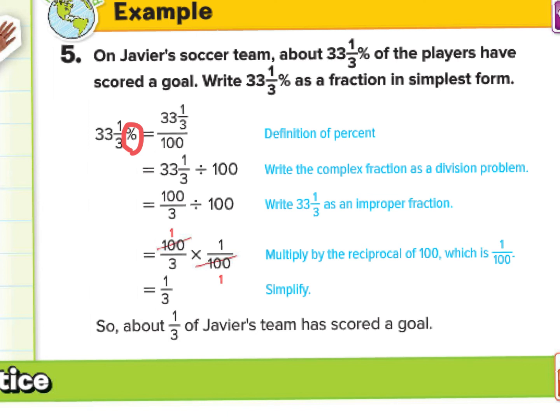You keep, change, flip. So this 100 is over 1. But when you change this, you have to flip this value, right? So you keep right here, then you change to multiplication, and you flip. And then you can cross-reference like we've done before. Cross-reference the 100s to 1 and 1. And then when you multiply 1 times 1 on the top and 3 times 1 on the bottom, you get 1 over 3. So about 1/3 of Javier's team has scored a goal.